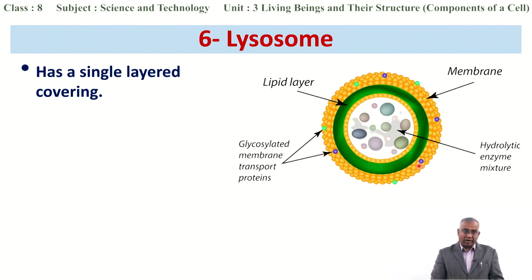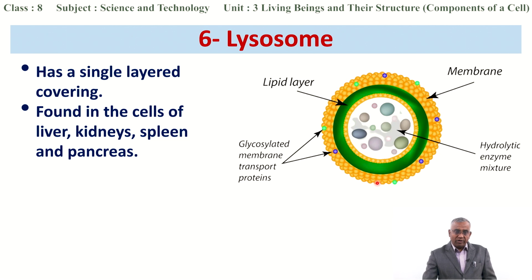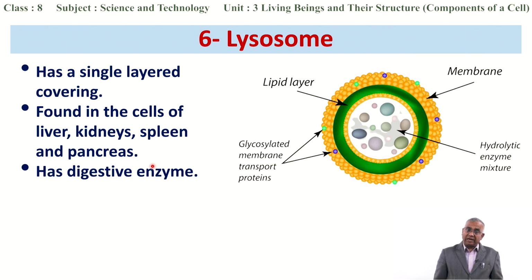Now see, it has a single layer covering. It is a single layered component found mainly in the cells of liver, kidneys, spleen and pancreas. Not in all the cells, it is not common. And you know that lysosomes are formed by what? Golgi bodies. And in these cells they are common because of their function in these organs. And it has digestive enzymes about which I have discussed.